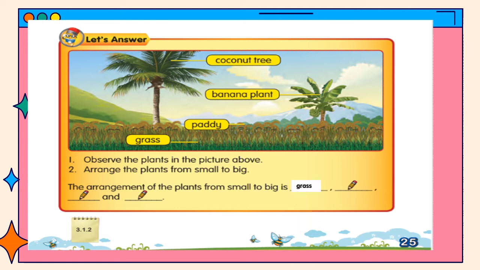The first thing is grass. Very good. Next one is what, class? Now let's check the answer. Paddy. Yes. And then banana plant and coconut tree. Yes, very good.